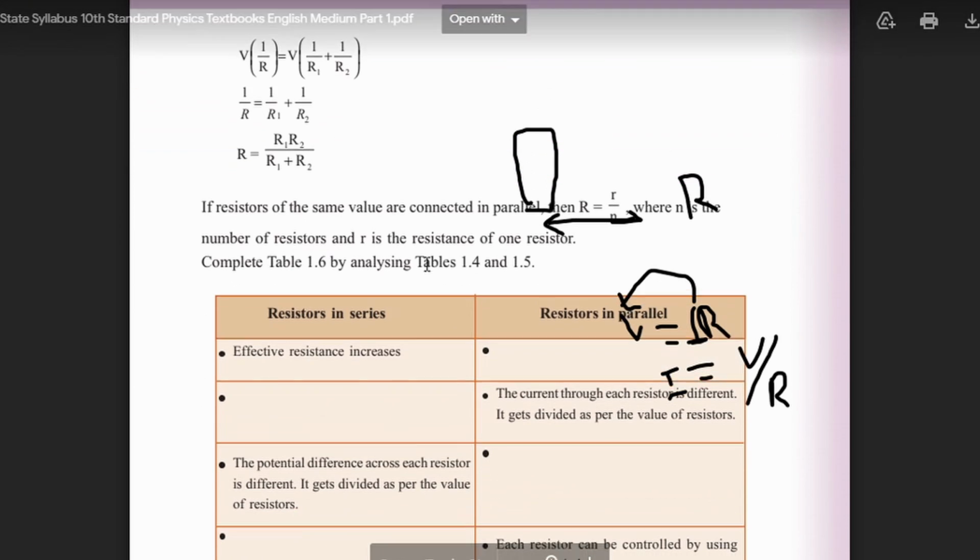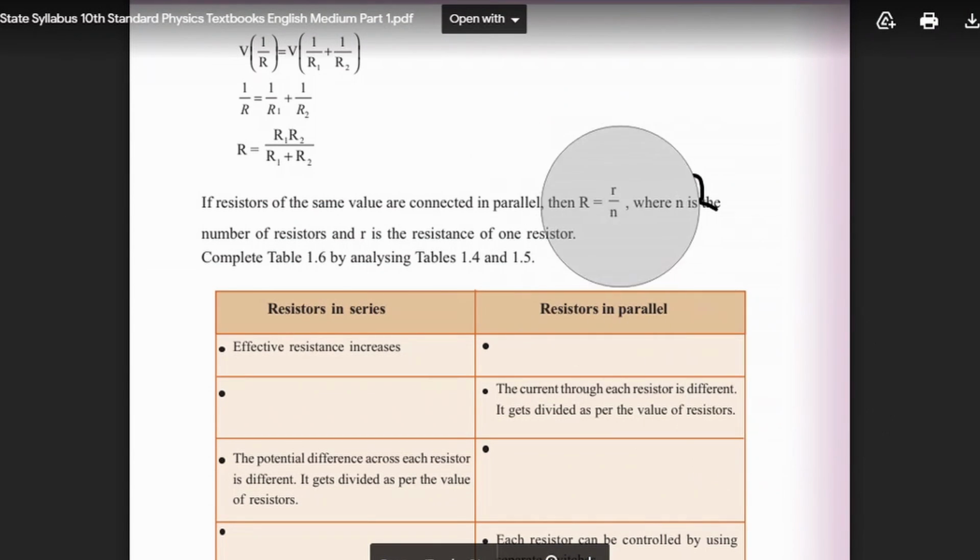How to find the resistance if there are n resistors of the same value connected in parallel? It equals small r divided by n. That is, the effective resistance will decrease. Okay.